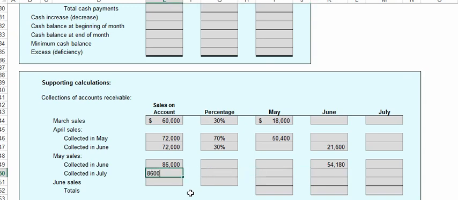Alright, 86,000 again. But remember, this is going to be May sales collected in July. Remember, only 90% of those were sales made on account. The other 10% were cash sales. So times 90% gets you to sales made on account, times 30% gets you to the amount of May sales actually on account collected in July, 23,220.